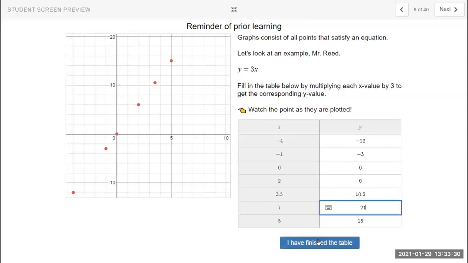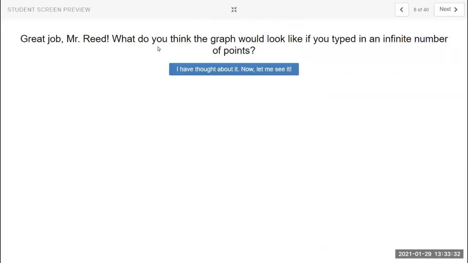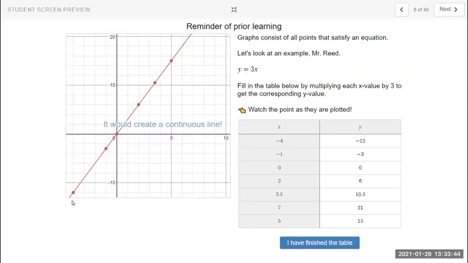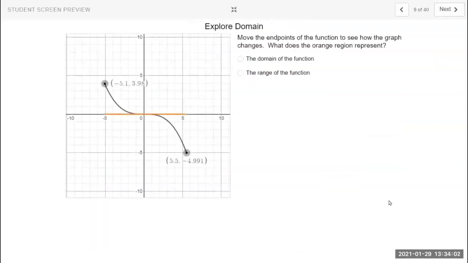All right, so if I click this, I have finished a table, it's now going to say, what do you think the graph would look like if you typed in an infinite number of points, all the values in between the values we just did and all the values beyond them? Well, it's going to look like a straight line. And so now that we've connected the dots and it goes on and on, you see how it doesn't matter what value of X I'm trying to pick, there's a value of Y related to it. If I pick this value right here and go straight up, if I could go up far enough, there would be a value on the graph. So that's an example of a continuous function. All right, moving right along.